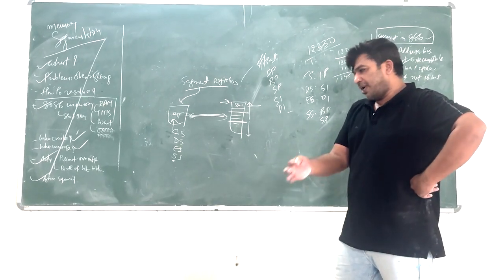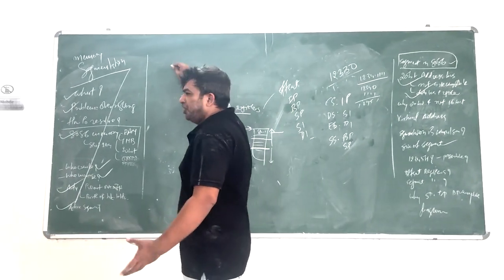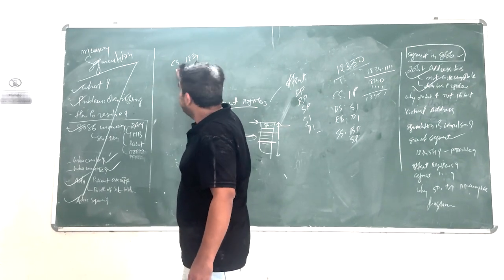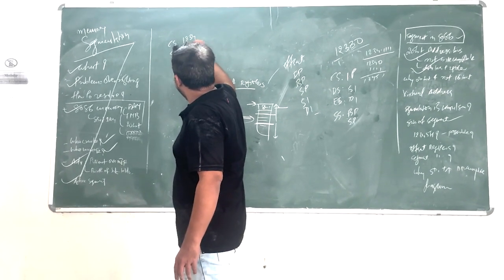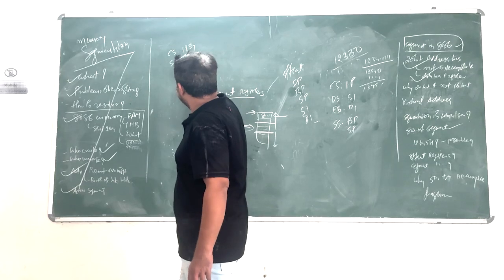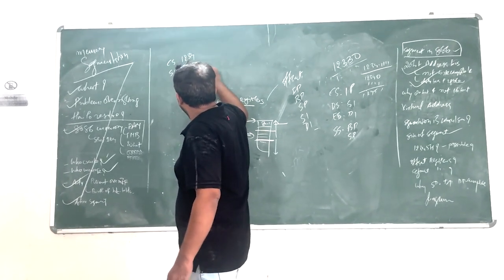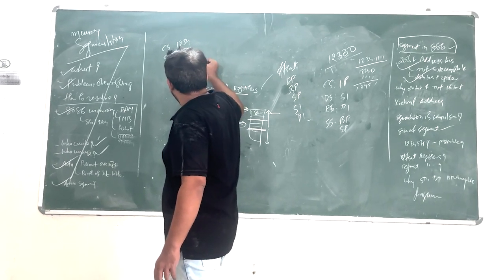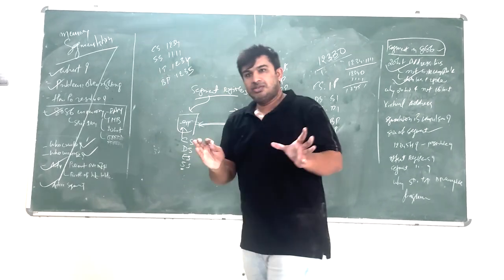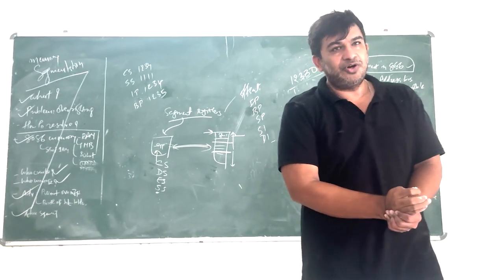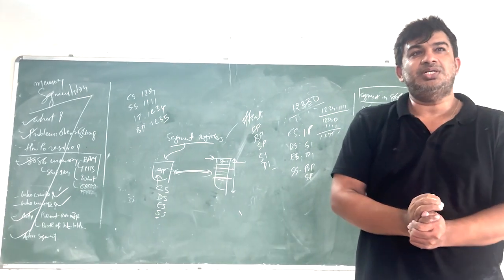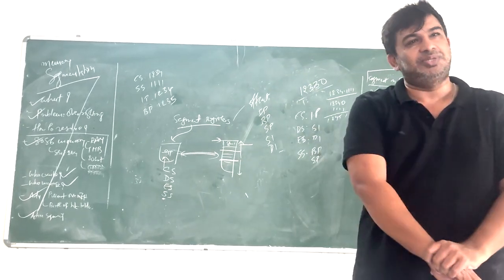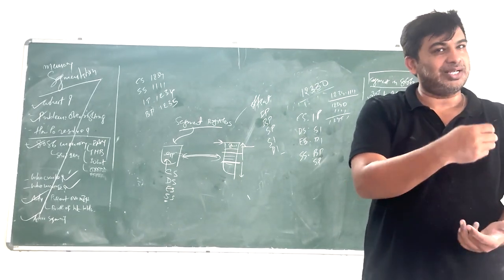But now what I will do? In my 8086, CS register contains 1234. SS register contains 1111. IP contains 1234 again. BP contains 12345. If I want to find out the starting location, physical address of stack segment, please tell me out of this. Question can come like this also.